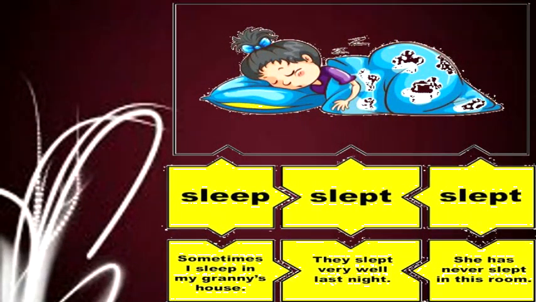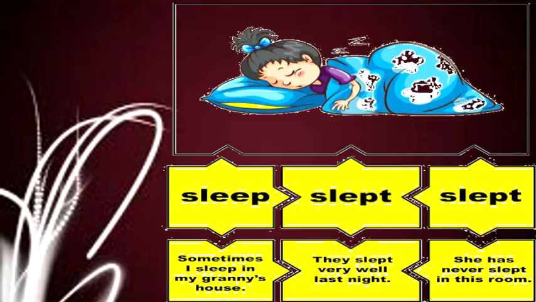Okay. The next we have sleep, slept, slept. Sleep. You can see the girl is so nicely sleeping, isn't it? Let us see the sentence. The first sentence in simple present tense is, sometimes I sleep in my granny's house. Slept is used as the second form of the verb.